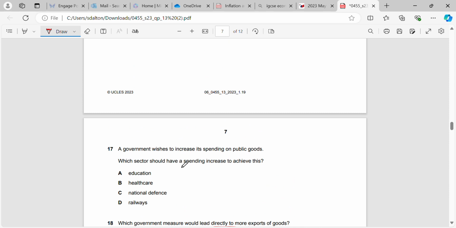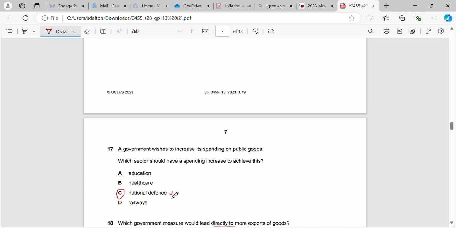Government wishes to increase its spending on public goods. Which sector should have a spending increase to achieve this? Okay, this is actually quite a difficult question because you might not have gone into this detail before, but the correct answer is national defense. Okay, now I'll explain why.